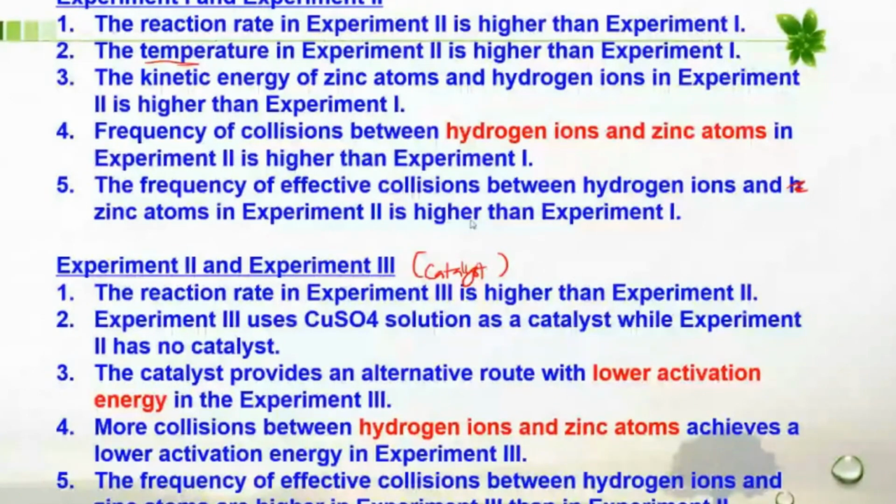Okay. So points 4 and 5 are slightly different from the other factors. For the other factors, points 4 and 5 differ just by the word effective collisions. But for this one, in point number 4, we mention the collisions between the particles, hydrogen ions and zinc atoms, that can achieve a lower activation energy. That is the only difference.